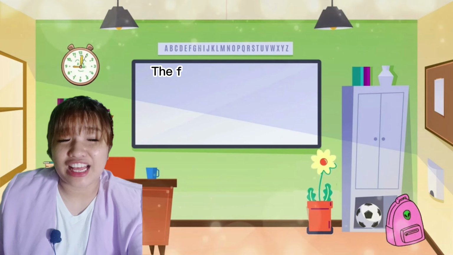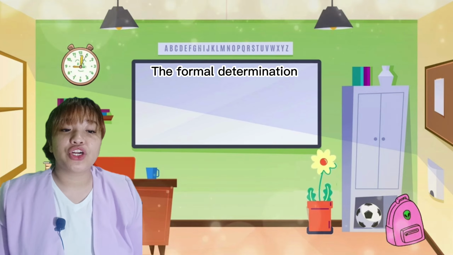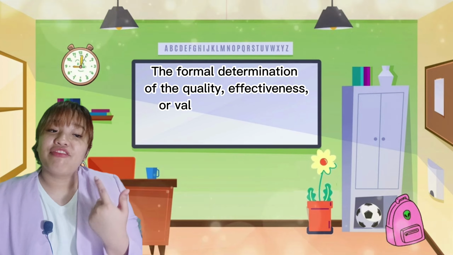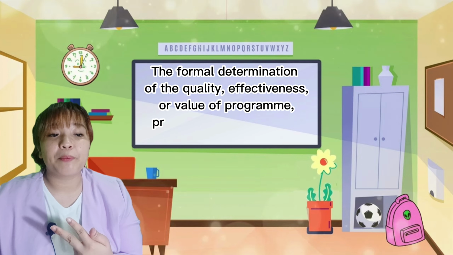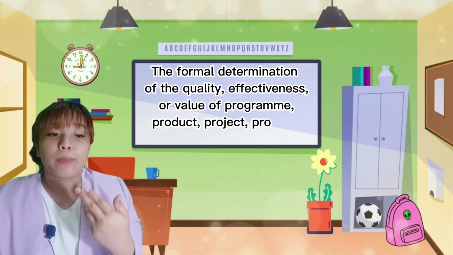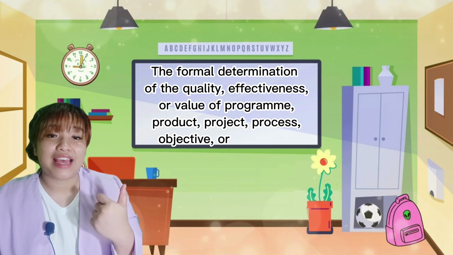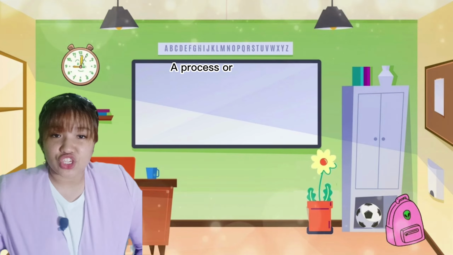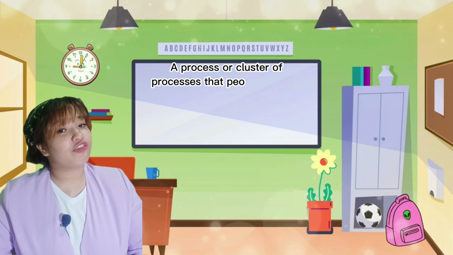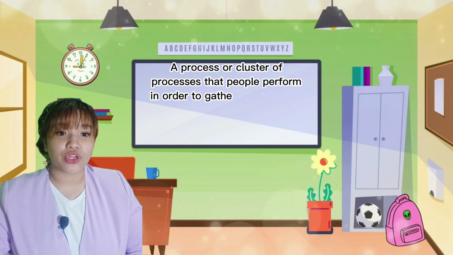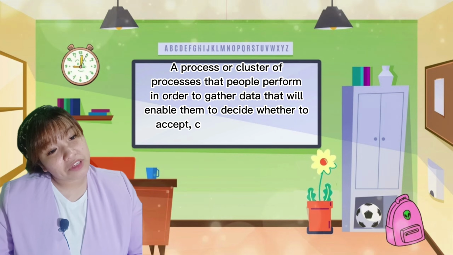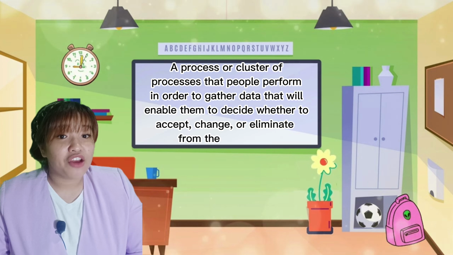According to Worthen and Sanders, 1987, they defined curriculum evaluation as the formal determination of the quality, effectiveness, or value of a program, project, processes, objective, and/or the curriculum. According to Ornstein and Hankins, in 1998, they defined curriculum evaluation as a process or cluster of processes that people perform in order to gather data that will enable them to decide whether to accept, maybe change, or eliminate something from the curriculum.